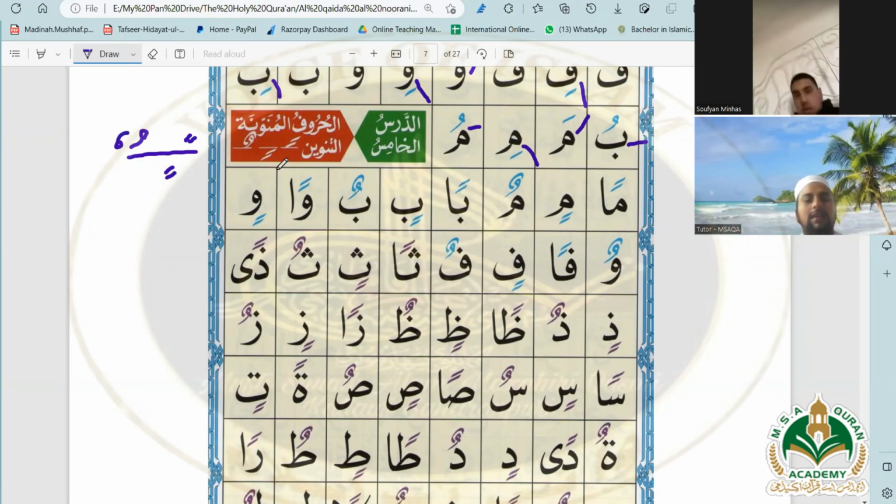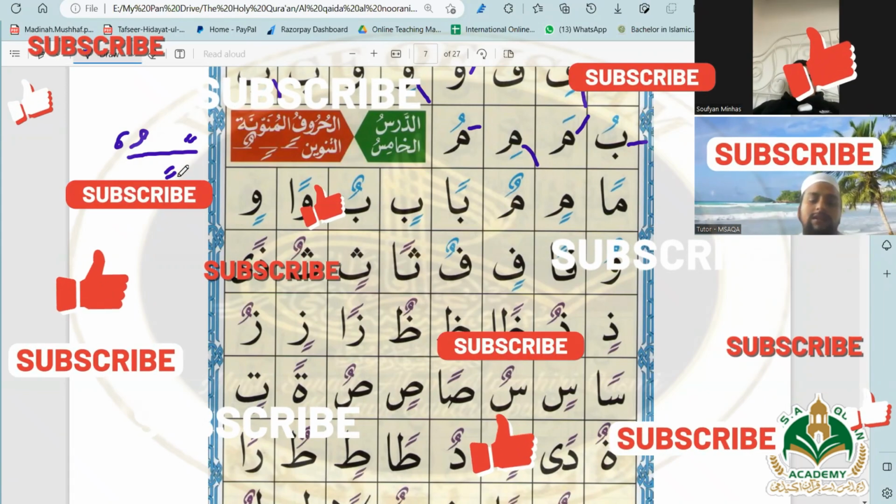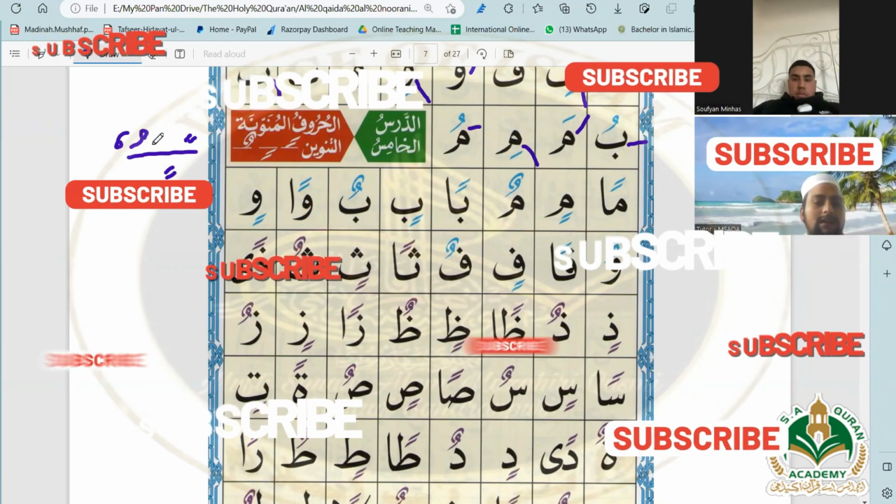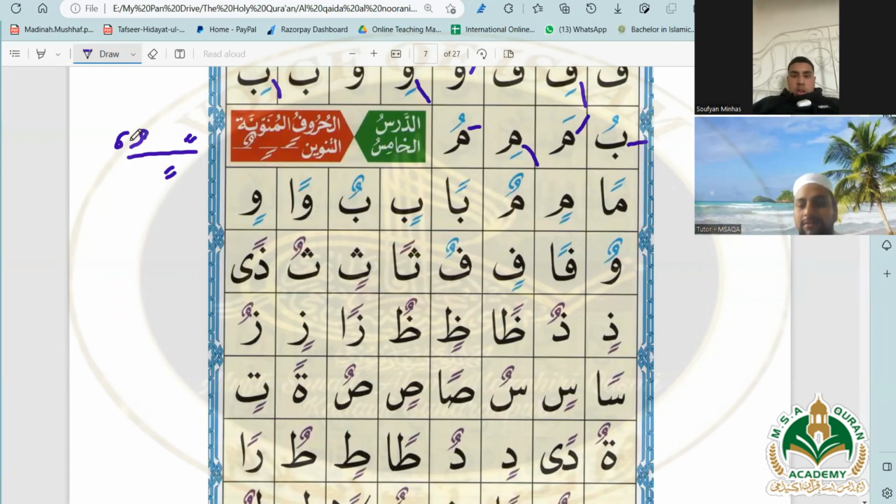Fatha comes on the letter, always. Fathatain means 2 fatha. 2 fatha also come up. And kasra comes below the letter, under it. So kasratain means 2 kasra also come under the letter. Like dhamma comes up, dhammatain also come up. Fathatain means 2 fatha, kasratain 2 kasra, dhammatain 2 dhamma.